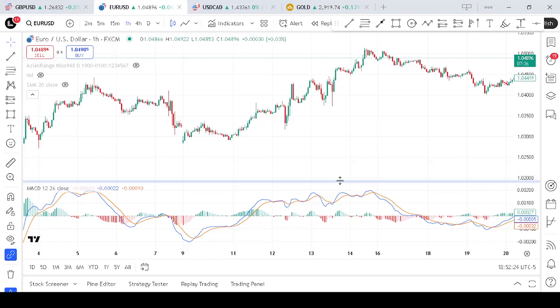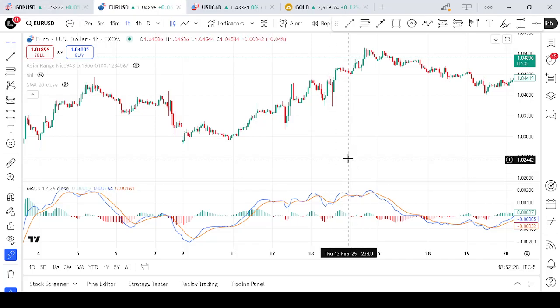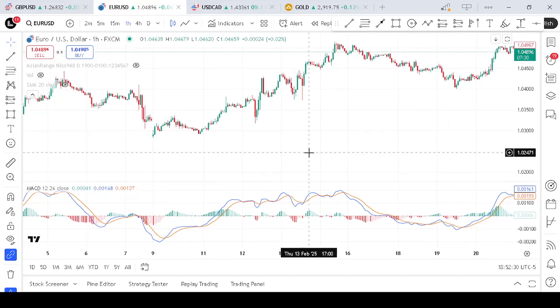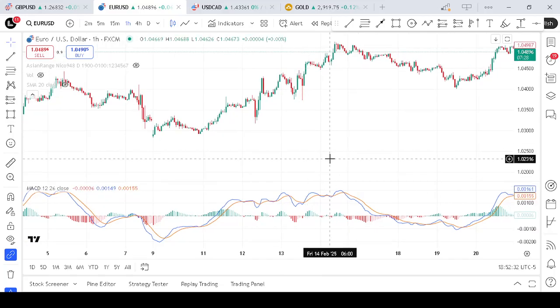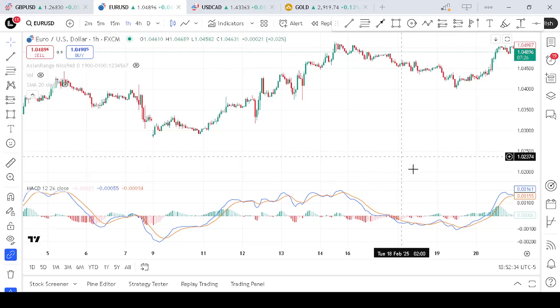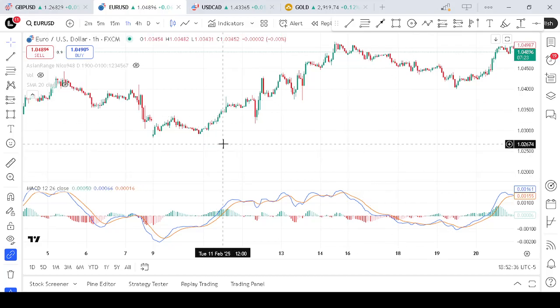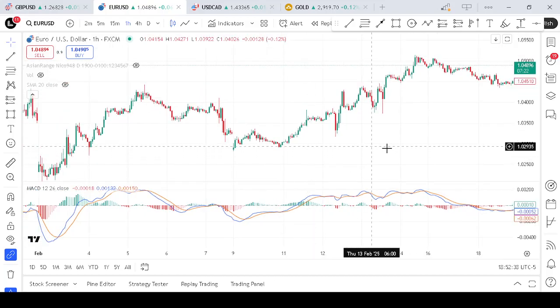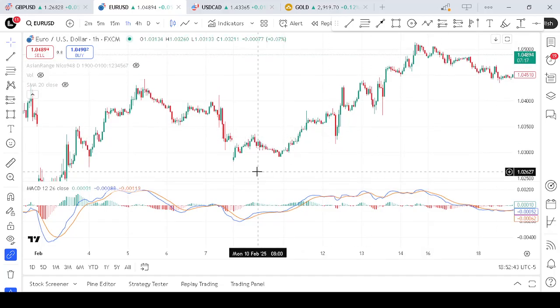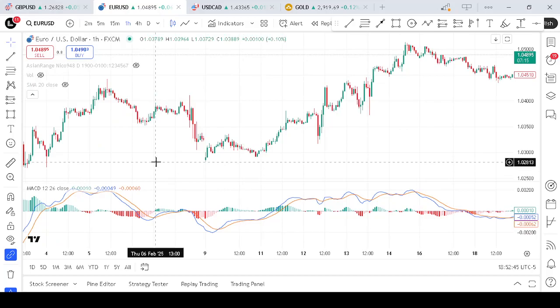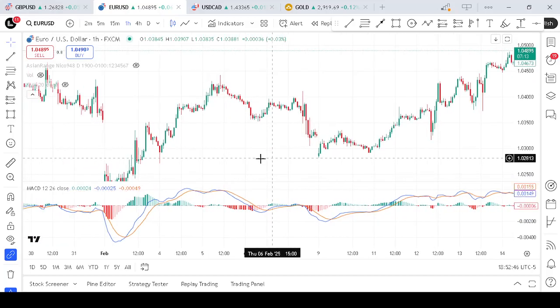A breakout occurs when the price moves beyond its defined support or resistance level, often signaling a new trend. The MACD helps confirm this breakout by identifying shifts in momentum before they become apparent in price action.